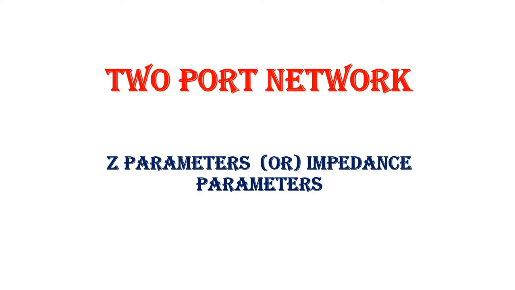In this video, I am going to explain Z parameters or impedance parameters of a two-port network. First of all, we are going to see what is port in a network. There are three different ports available. The first one is one-port network. Second one is two-port network. And third one is N-port network.